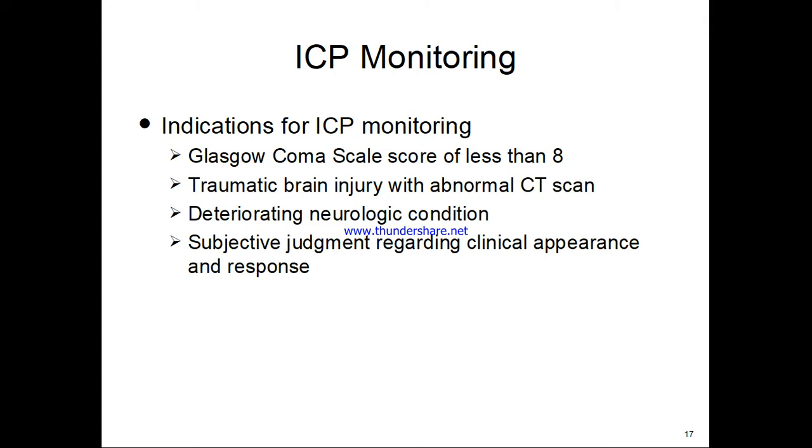So there is such a thing as ICP monitoring. There's a monitor for intracranial pressure. The indications for needing to do this would be a GCS of less than 8, traumatic brain injury seen on a CT scan. So not all brain injuries have abnormal CT scans. We'll talk about minor brain injuries a little later, but this would be traumatic brain injury with abnormal CT scan. Deteriorating neurologic condition, or a clinical judgment regarding the patient's appearance and response may warrant it.